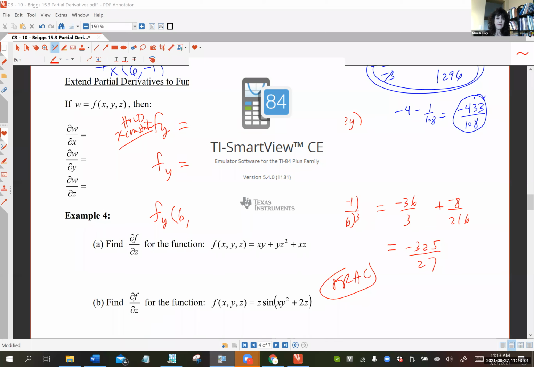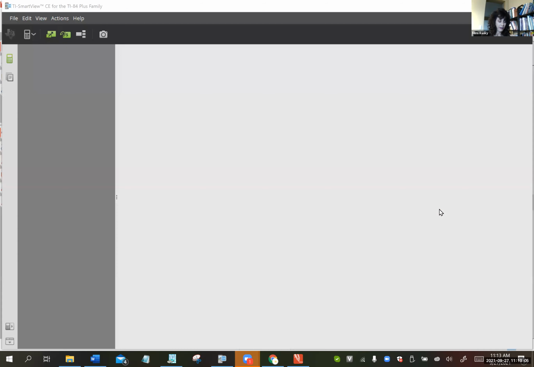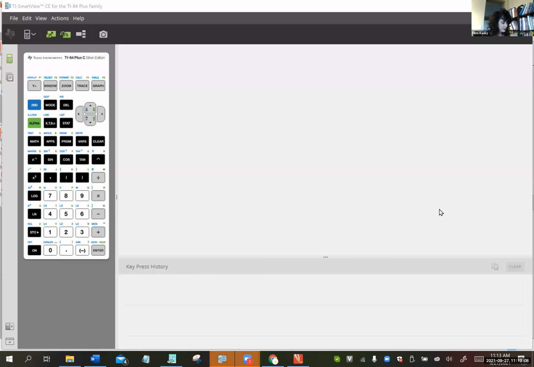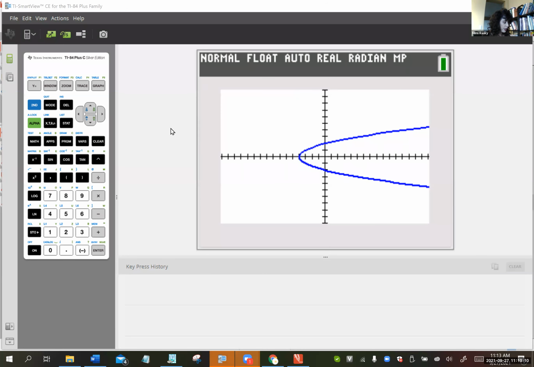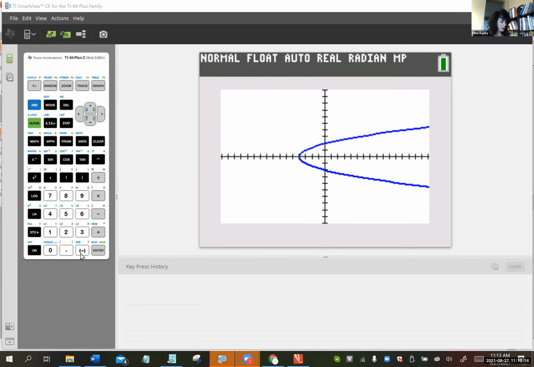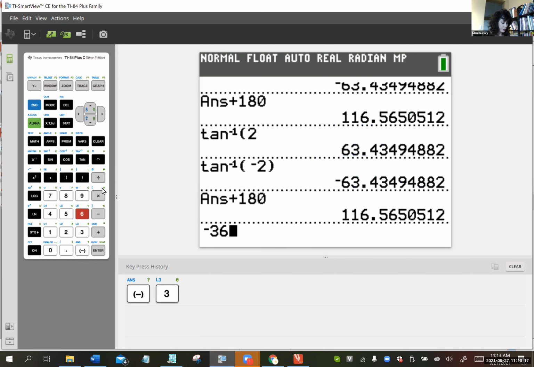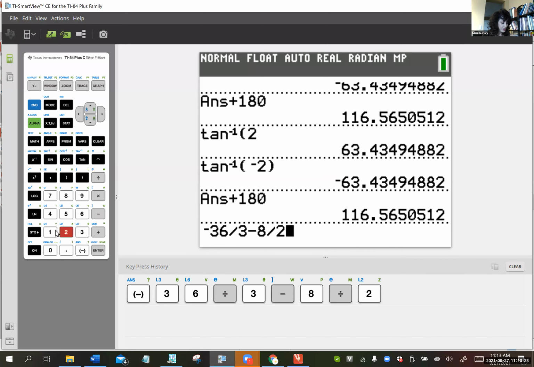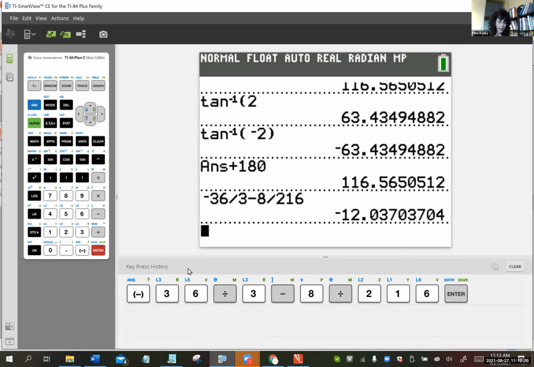What the heck is the frac command? This is very powerful. I use my frac command all the time. I like to frac stuff. What do I mean when I want to frac it? Okay. So as an example, let's just do negative 36 divided by 3. I know what that reduces to. And then minus 8 divided by 216. And then I hit enter and I get the decimal value, but I don't want the decimal value. That's an approximation. I want the exact value.